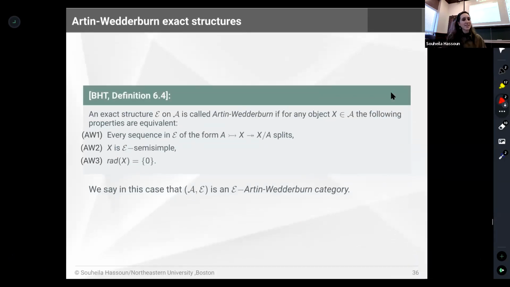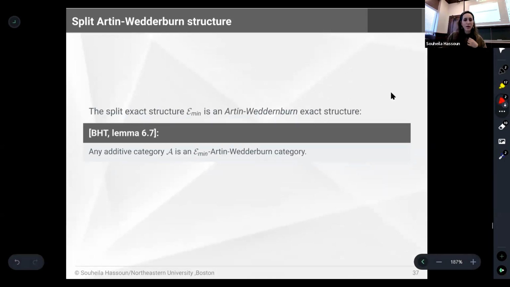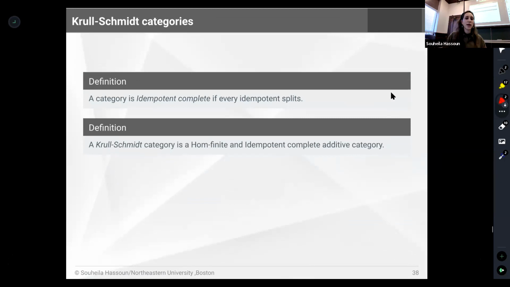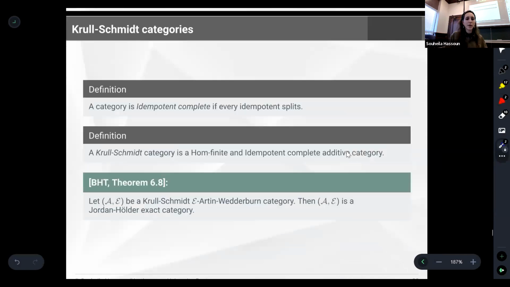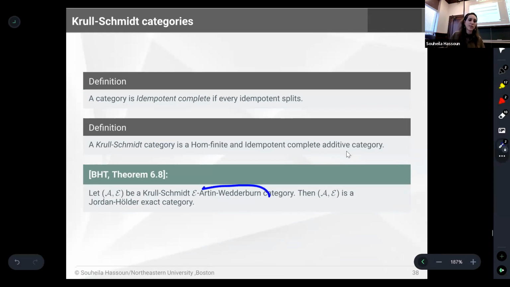Yeah, and so if the exact structure on a category satisfies these, then we will call it an Artin-Wedderburn exact category. And why we were interested in these categories: if you take the minimal one, it works. It satisfies this property, like the section retraction, which is not surprising since these section retractions behave well. But also, if you take a Krull-Schmidt category, which is Hom-finite and idempotent complete, which means that every idempotent morphism will have a kernel and cokernel, then we can prove that this kind of category satisfies the Jordan-Hölder property.